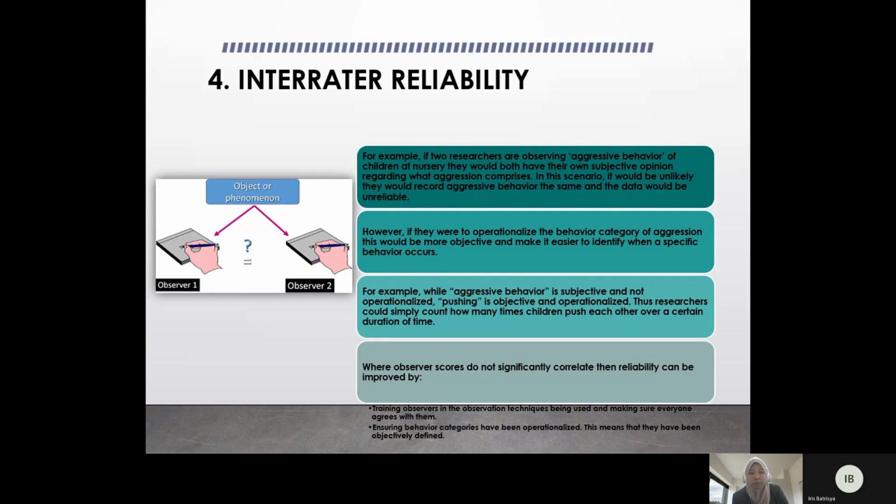Okay, where observer scores do not significantly correlate, then reliability can be improved by training the observers in the observation technique being used, making sure everyone agrees with the items, and ensuring the behavior categories have been operationalized. This means they have been objectively defined.